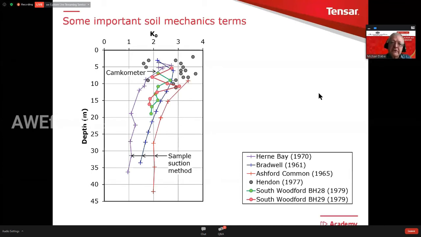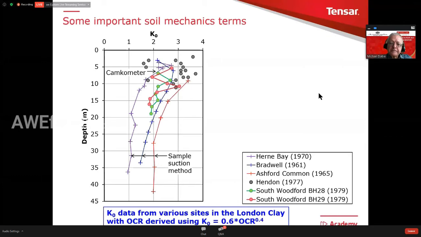This means that the horizontal in-situ stress is much higher than the vertical one, up to 3 times. It's been measured in a number of ways, but what's important really are the values that we see. Now I can relate that to the OCR using an expression like that. There are many variants on this kind of expression. They are empirical in nature, but they still give us an idea.